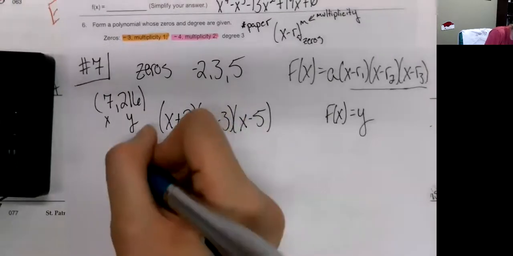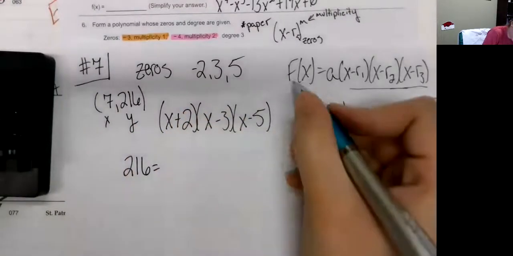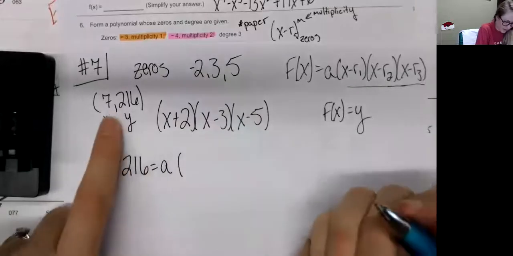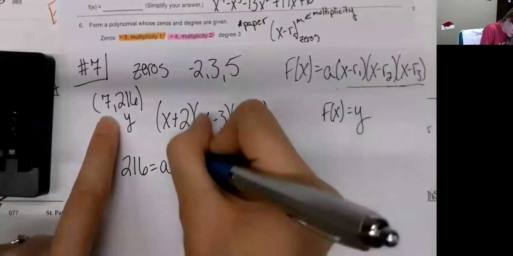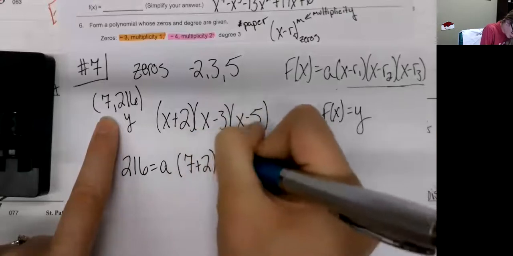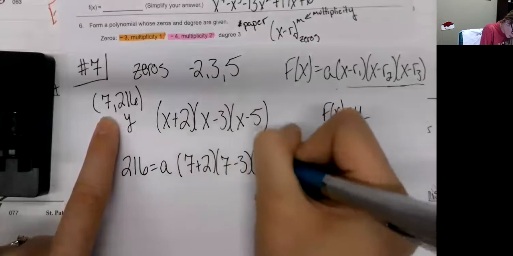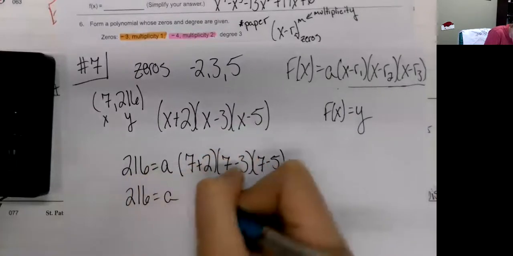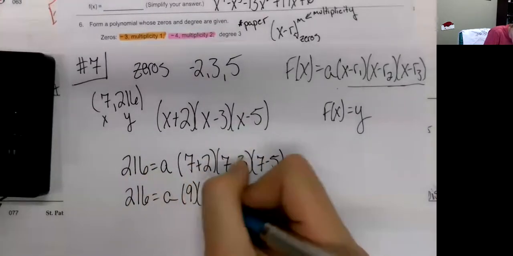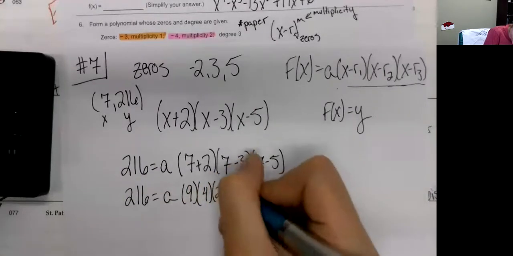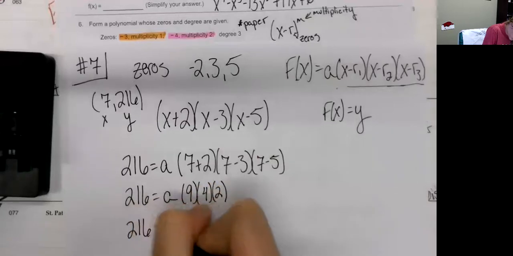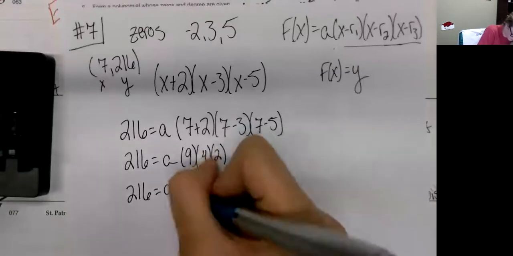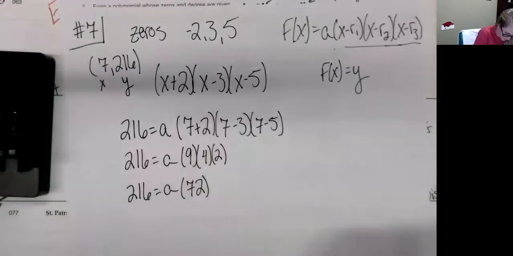Okay, so now I'm going to rewrite this and have 216 because this equals, I don't know, a. We are solving for a. Okay, now my x value in all of these is now 7. So I have 7 plus 2 times 7 subtract 3 times 7 subtract 5. So 216 equals a times 9. 7 subtract 3 is 4. 7 subtract 5 is 2. So 216 equals a times 9 times 8 is 72.